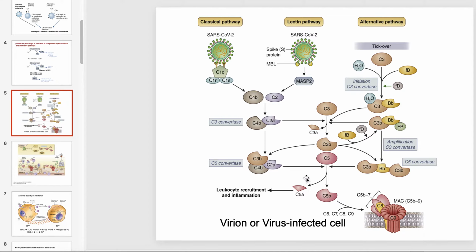And so C5a is good for recruitment, just as I had mentioned C3a is for recruiting additional cells to the fight. Now this can be a good or bad thing.